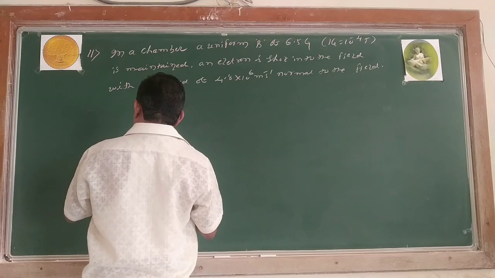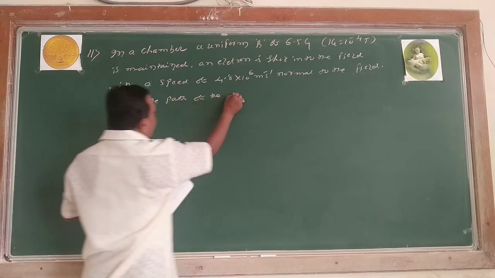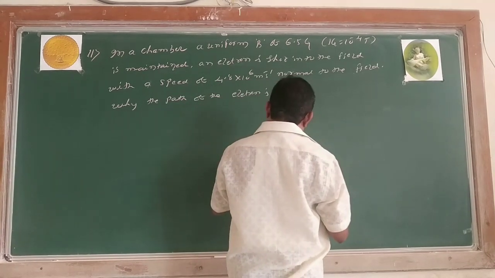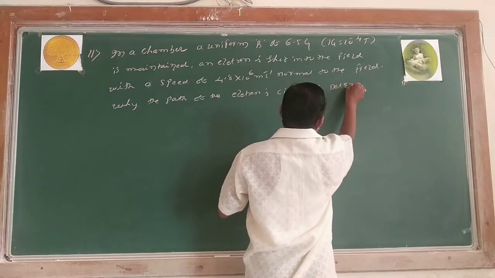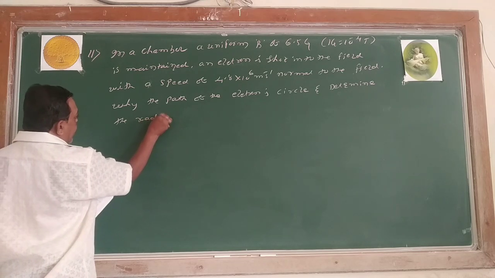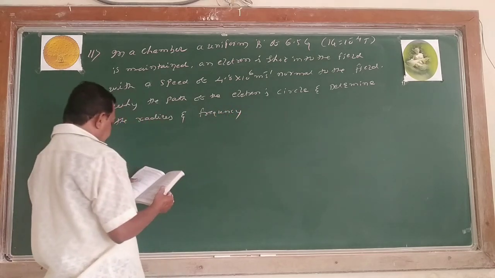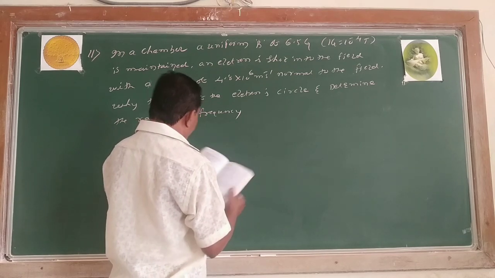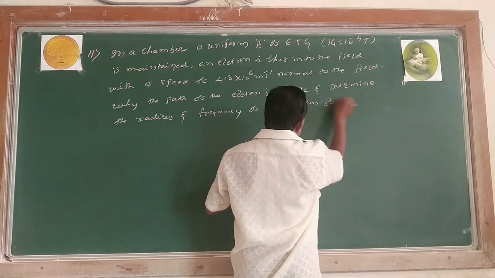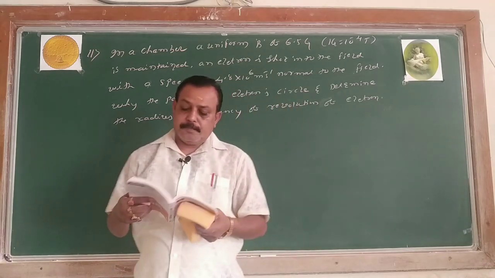Why is the path of the electron a circle, and determine the radius and frequency of revolution of the electron.